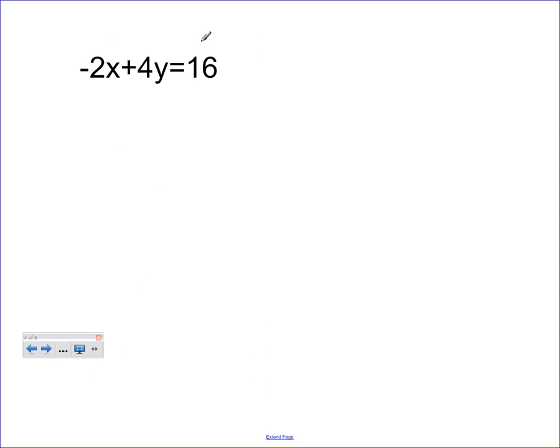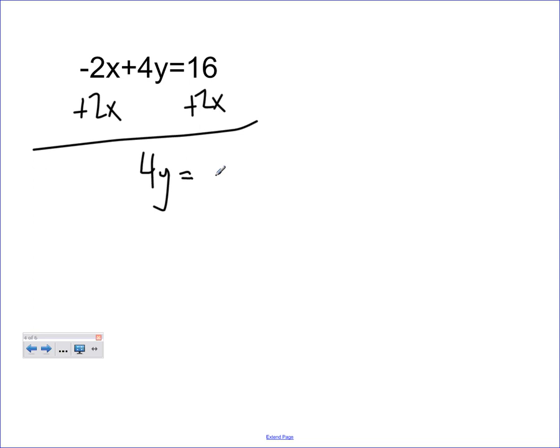Negative 2x plus 4y equals 16. So here we've got a negative 2x. So to get rid of a negative 2x, we add 2x. Right? Okay. Negative 2x plus 2x, that's gone. That's 0, so we don't bother with that. All we're left with here is 4y. Again, can't combine things that aren't the same. So we end up with 2x plus 16. Divide everything by 4.